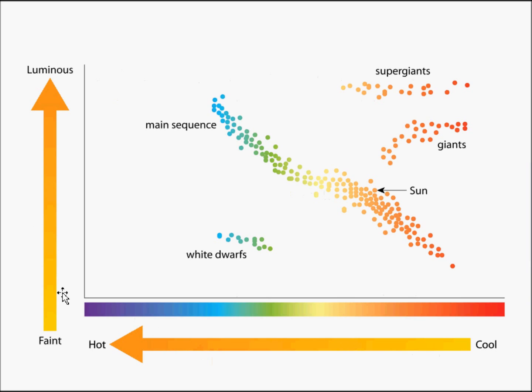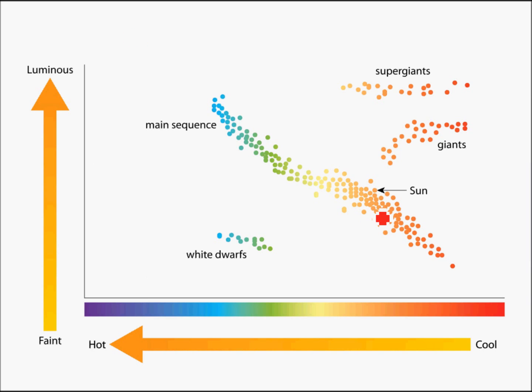Now on the y-axis here we've got luminosity, so if you're up high on the graph you're very luminous, which means you're giving out lots of light each second. And if you're down near the bottom, you're quite a faint, dim star, not giving out that much light. And on the x-axis here, cooler stars are on the right-hand side, and as we move towards the left, we get hotter and hotter and hotter.